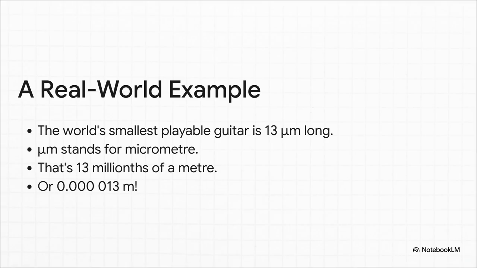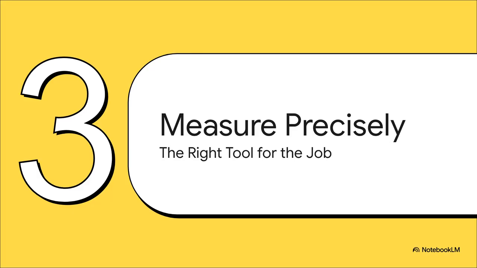That's the prefix micro, and it means 1 millionth. Isn't writing 13 μm just so much cooler and easier than writing 0.000013 meters? For sure. All right, so now we know the language of measurement. Let's talk about the tools, because getting a good, accurate measurement isn't just about being careful, it's about picking the right tool for the job.